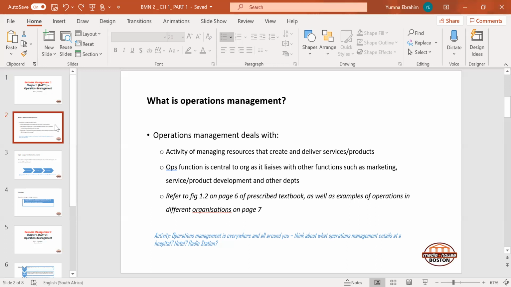Then I also say refer to figure 1.2 on page 6 of the prescribed book. So there you can see examples of operations management in different organizations. So hospitals, we all are aware, currently I'm sitting here recording this video, and we are in the second wave of the COVID pandemic. We know that hospitals are terribly overwhelmed. We read about people who say they have to drive around to find a hospital, etc. And so the operations of hospitals currently are very strained.